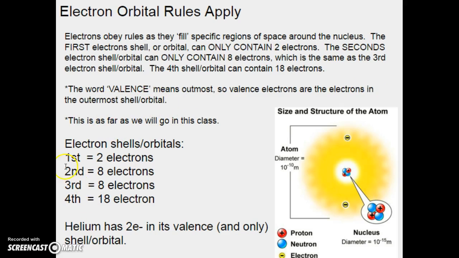And we're only going to go through the first 4 orbitals. We won't go any further from here. So helium has 2 electrons. So here's its atomic structure.